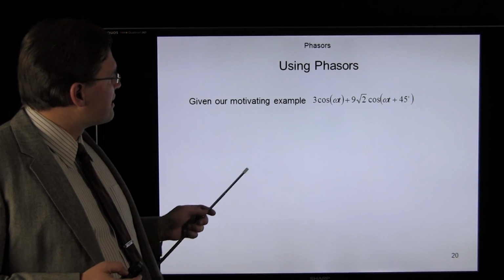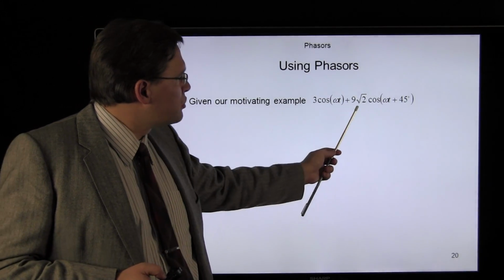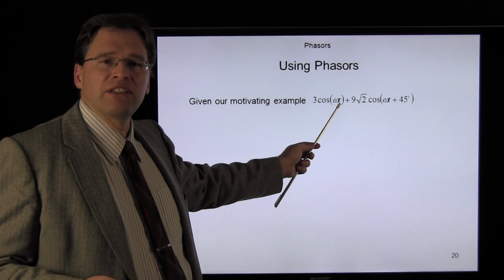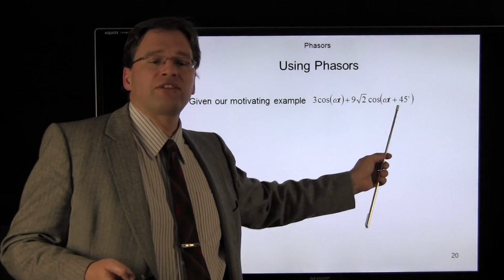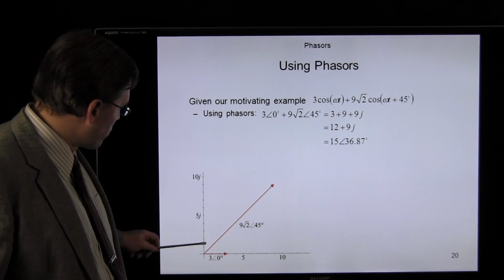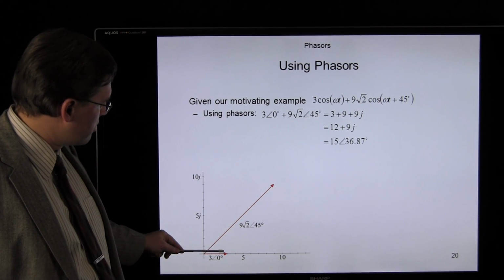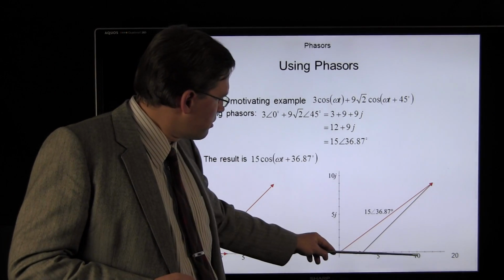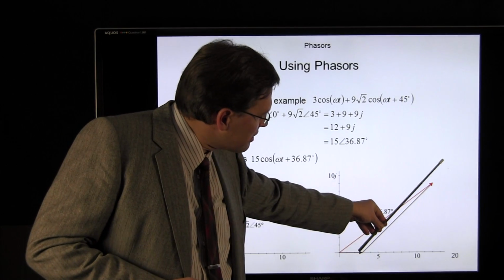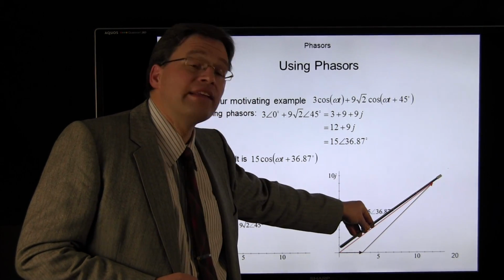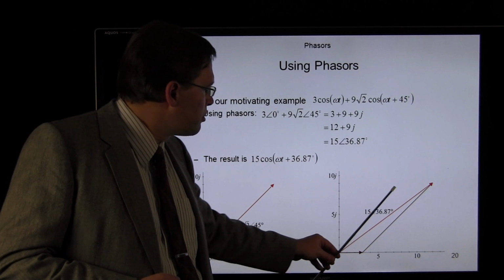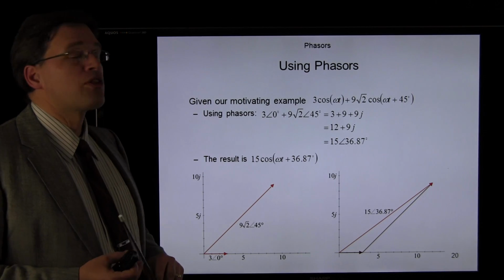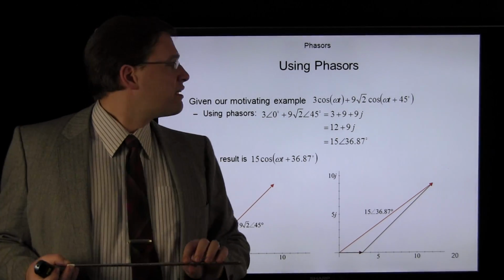Now, from our motivating example, we had 3 cos omega t and 9 root 2 cos omega t with a phase shift of 45. Well, that's 3 phase 0 and 9 root 2 phase 45. These are those two complex numbers. Now, if I add these two complex numbers, I get a complex number that has slightly longer length than 9 root 2 with a slightly more shallow angle, or 15 phase 36.87.